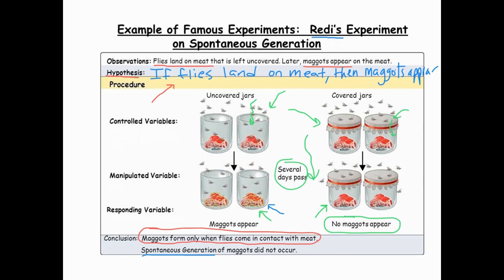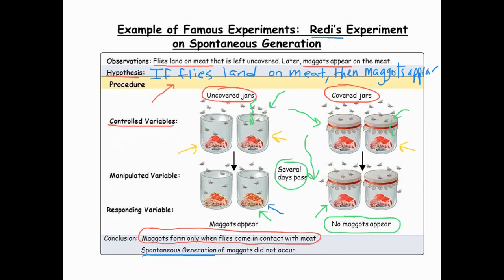Now let's see. Can you guys come up with any controlled variables? What had to remain the same between the uncovered jars and the covered jars? See if you can think of a couple of those. All right, so real quick, some controlled variables. Obviously, in both groups, you have to have the same type of meat. You can't have pork in the uncovered jars and beef in the covered jars. You have to have the same type of meat.